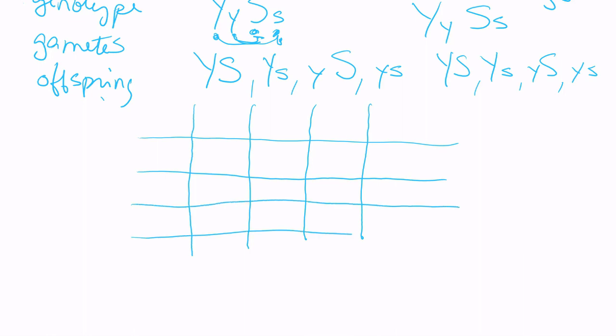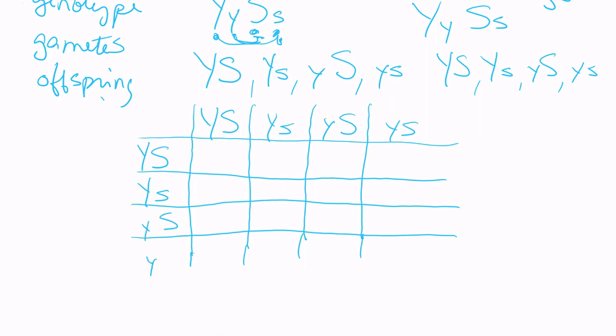1, 2, 3, and 4. So we could have a big Y and a big S, a big Y and a little s, a little y and a big S, and a little y and a little s. You may note the pattern that I've created here is I've always gone dominant and dominant, dominant and recessive, recessive and dominant, and finally recessive and recessive where those exist.